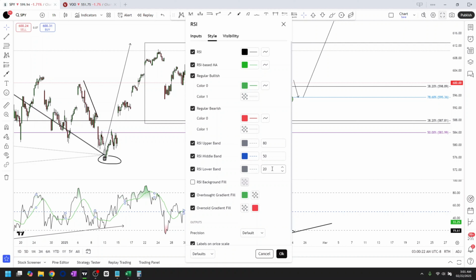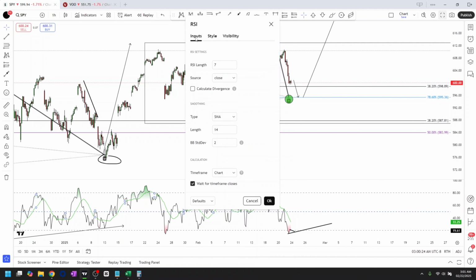So no more 70-30. And then the other part that you guys have seen me talk about is that period, like tightening up that period. I don't want to be jumping around, because now that 14 is too wide. It's lacking.